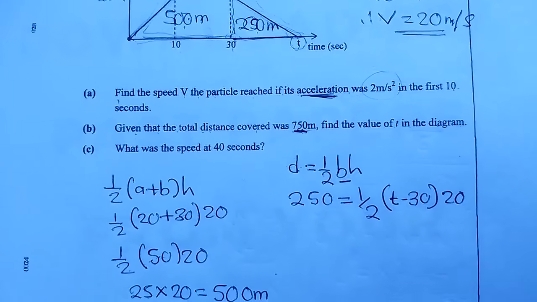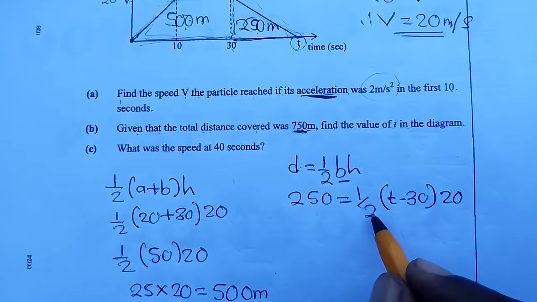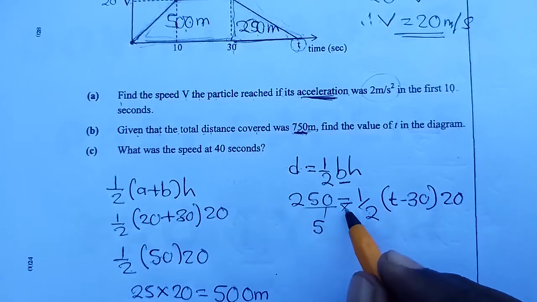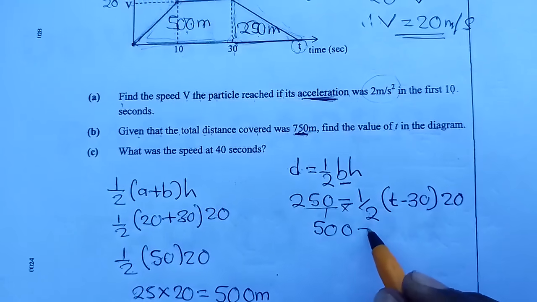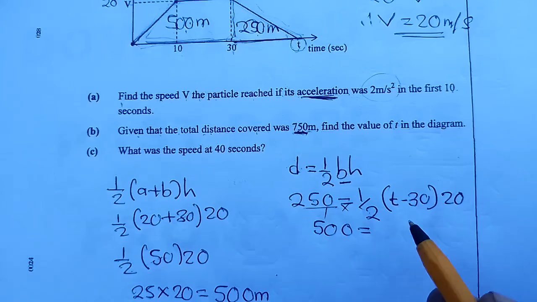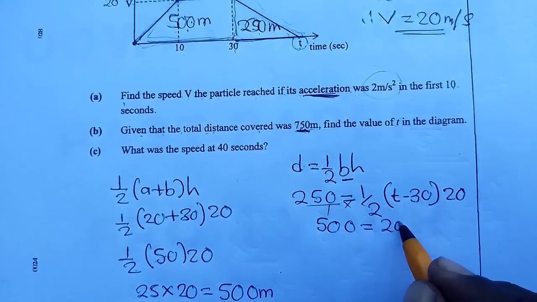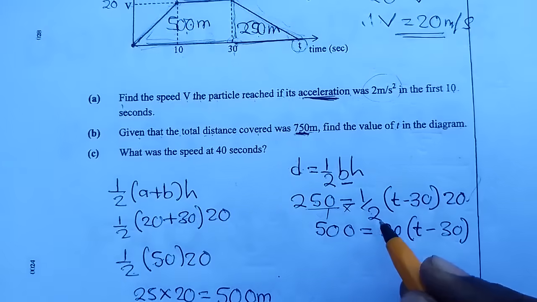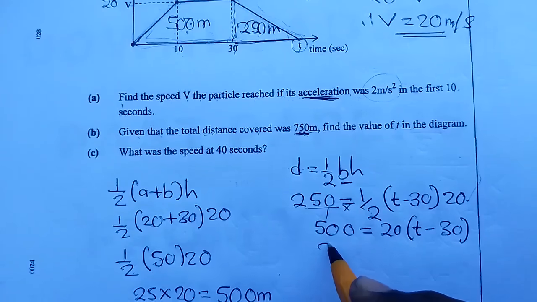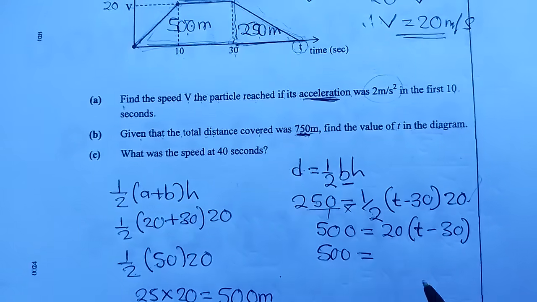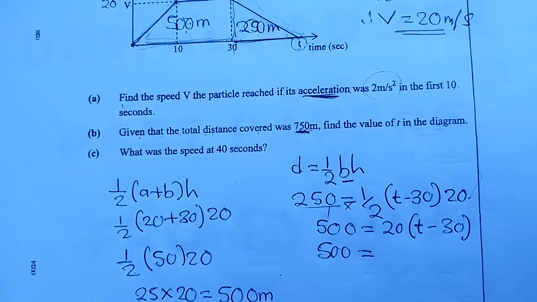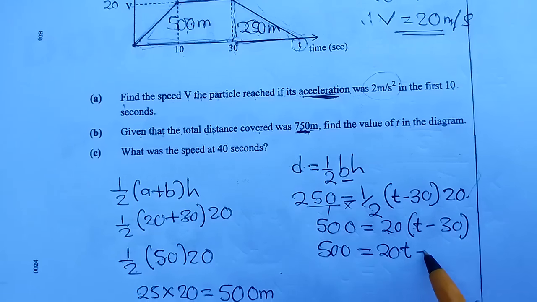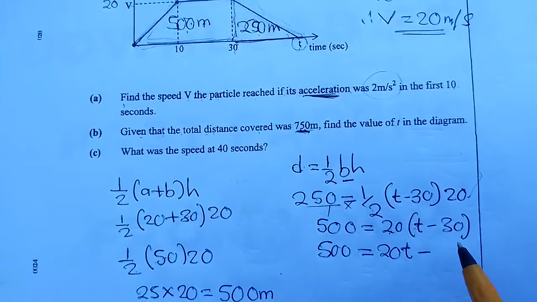Then you solve for T now. So this one times that one. This is 500. Put 1 there and then you cross multiply. This one becomes 500. 250 times 2, 500. Then this one becomes 20 here. Then T minus 30. So it was there, just came in front here. So 500 is equal to 20T minus 20 times 30.